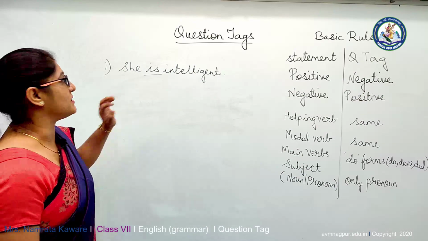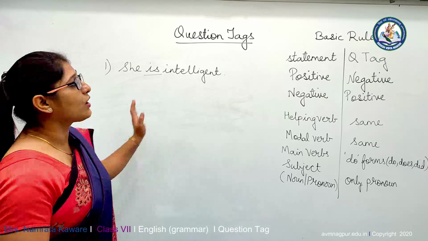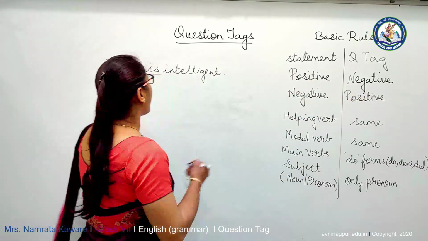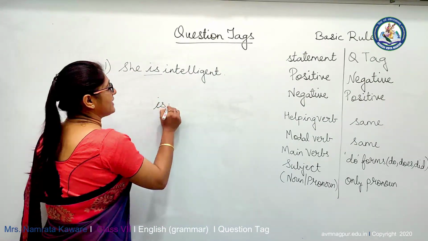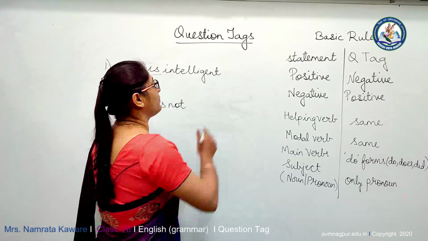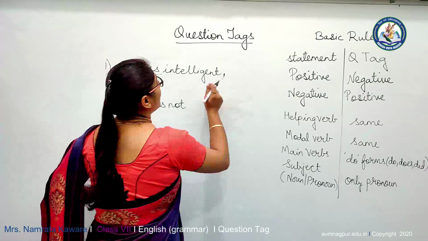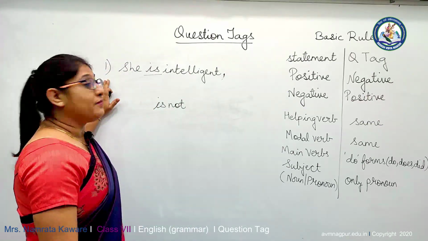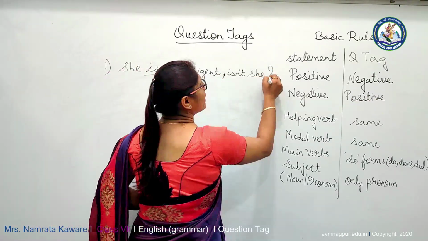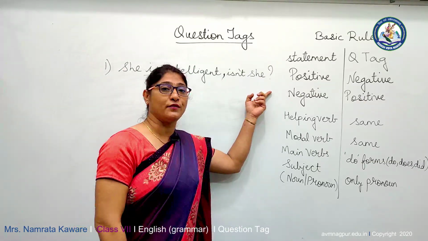She is intelligent. Now the statement is positive as there are no negative words over here. According to the first rule, if the statement is positive, the tag has to be negative. And the negative form of is is not. But then we always need to write the contracted form of the verb when they are negative. So the contracted form is isn't. While writing in the exam, we need to rewrite the sentence, replace the full stop with a comma, add a question tag, and add a question mark, the most important of all.